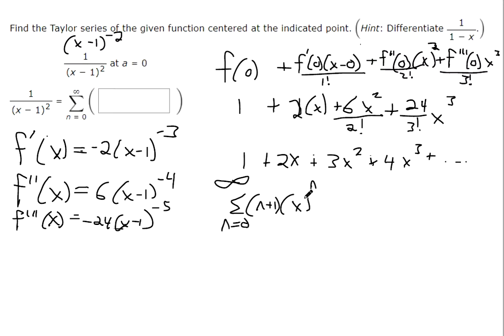Because if you plug in n equals 0, x to the 0 is 1. And then we got 1 times 1 makes 1. If you plug in n equals 1 for this term, x to the first power is just x. So we got that part. And then 1 plus 1 makes 2. We got that part. Okay.